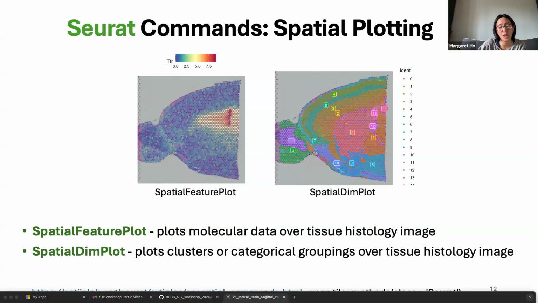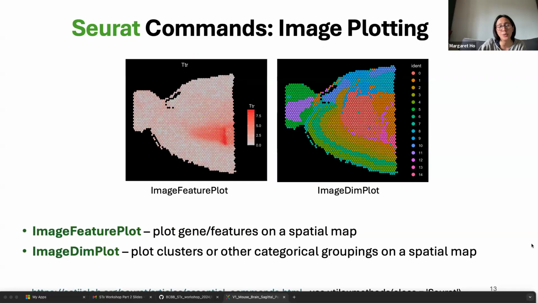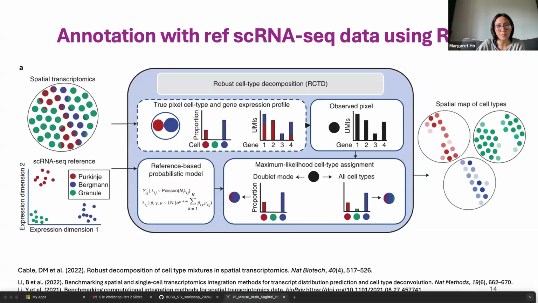If you don't want to have it on the tissue histology image, you can also use what's called image plotting. So there's image feature plot, image dim plot, same thing as before, except it's plotting on a cartoon essentially, or a spatial map of the different spots or cells. And it's going to allow you to map or plot the features or the clusters again. Very similar. Okay, so those are some of the commands we're going to do.